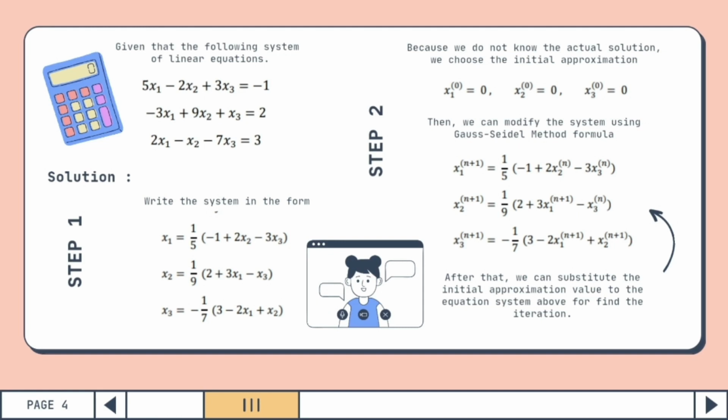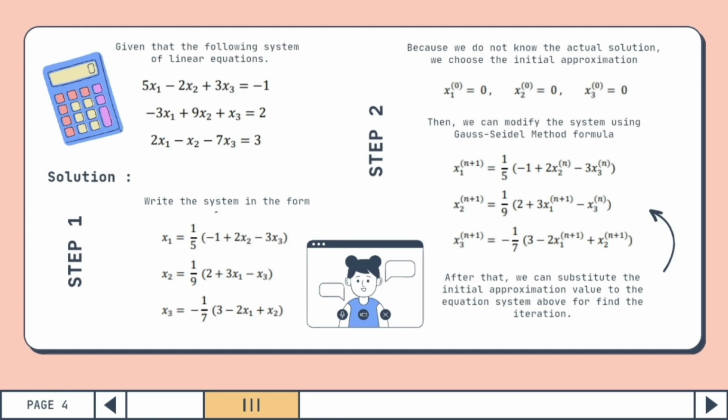So we have 5x1 minus 2x2 plus 3x3 equal to negative 1, and the second equation is negative 3x1 plus 9x2 plus x3 equal to 2. And the last equation is 2x1 minus x2 minus 7x3 equal to 3.